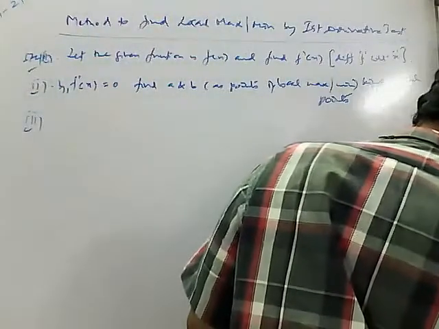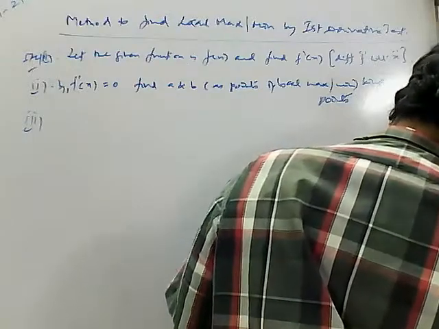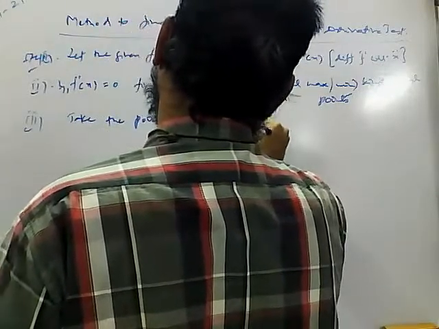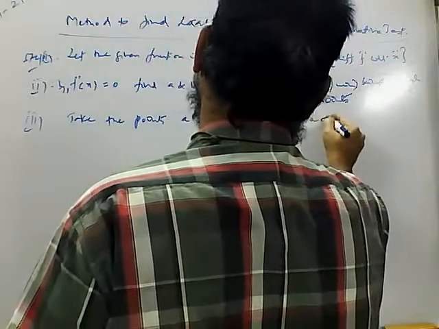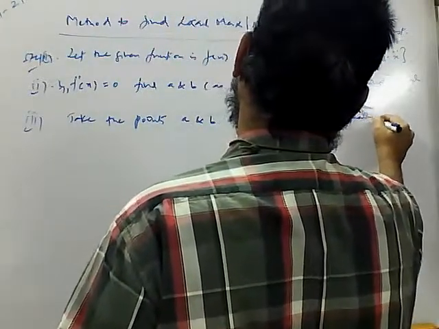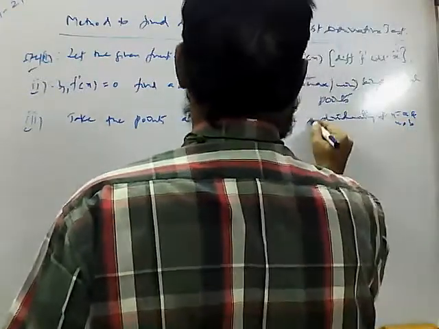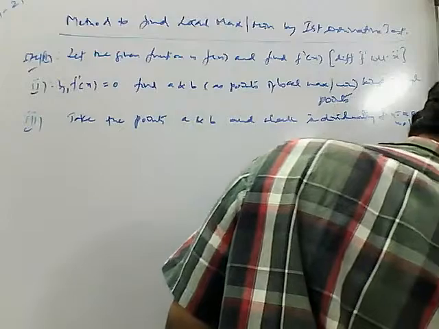Step three: take the points a and b and check individually if x is equal to a and x is equal to b. Next, value of x, sign of f dash x, nature of point.